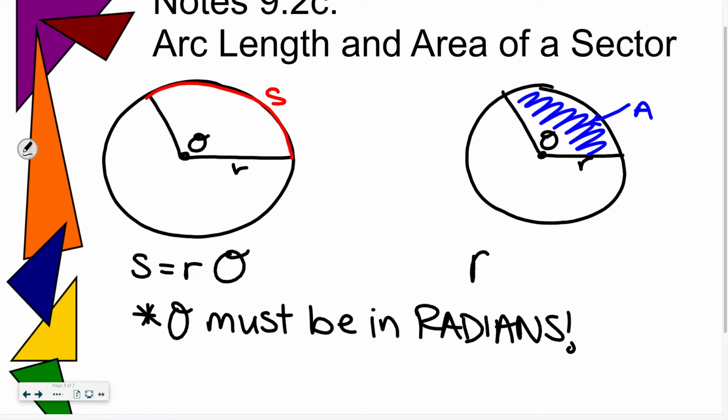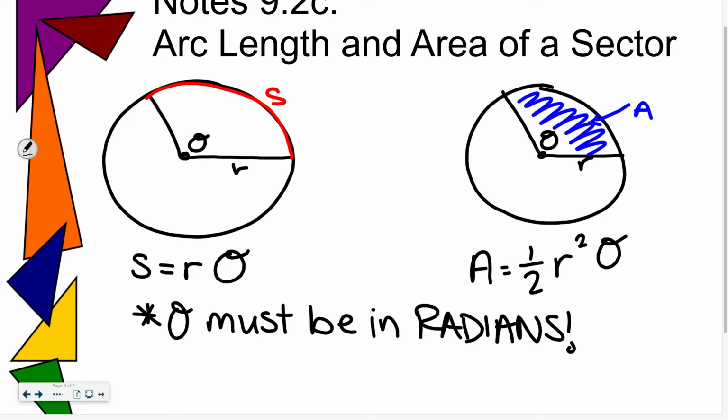The formula for area of a sector is 1/2 r squared theta. And if we have time at the end of the period, I'll show you where those two formulas come from in relation to radians. But they're very simple. You just need theta to be in radians and then multiply it by 1/2 r squared and you've got the area of the sector.